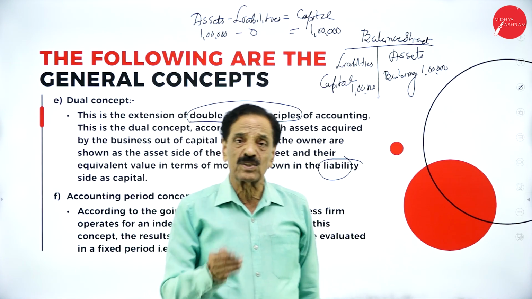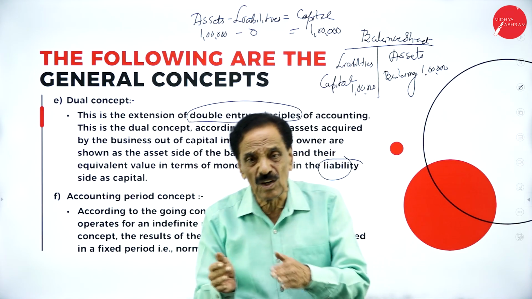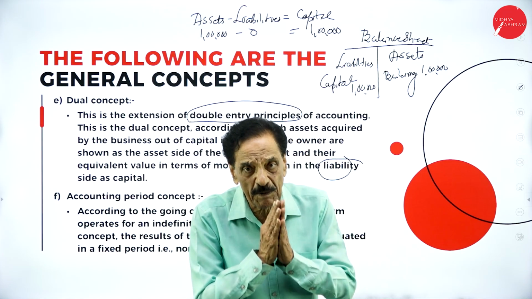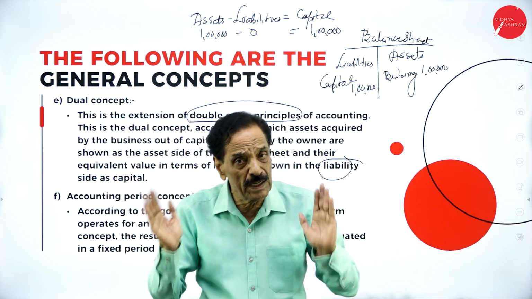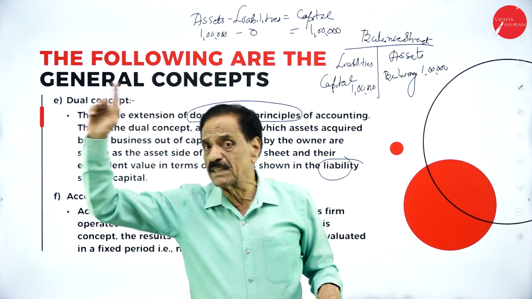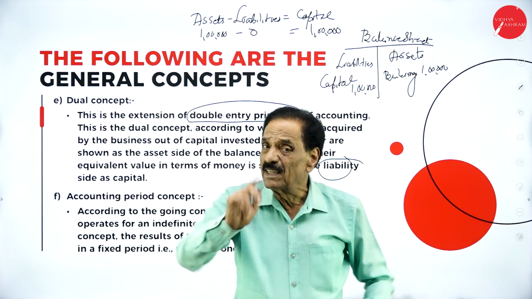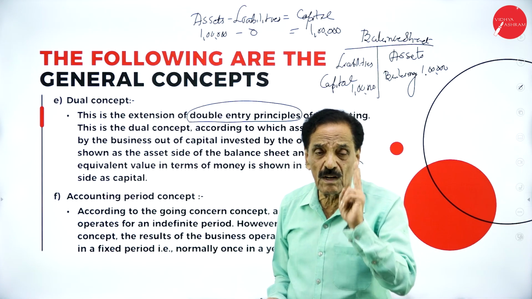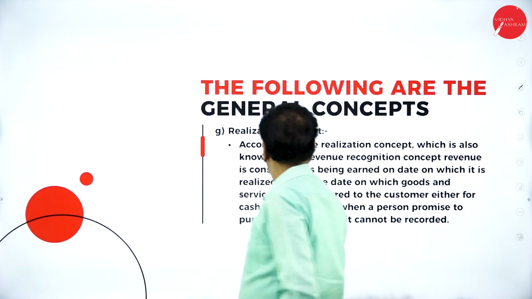Calendar year starts from January and ends with December. A year that starts with April and ends with March is called the financial year. I will repeat once again: the duration is 1 year. It may be a calendar year, starting with January and ending with December, or a financial year, starting with April and ending with March. It is a continuous duration of 12 months, normally once in a year.